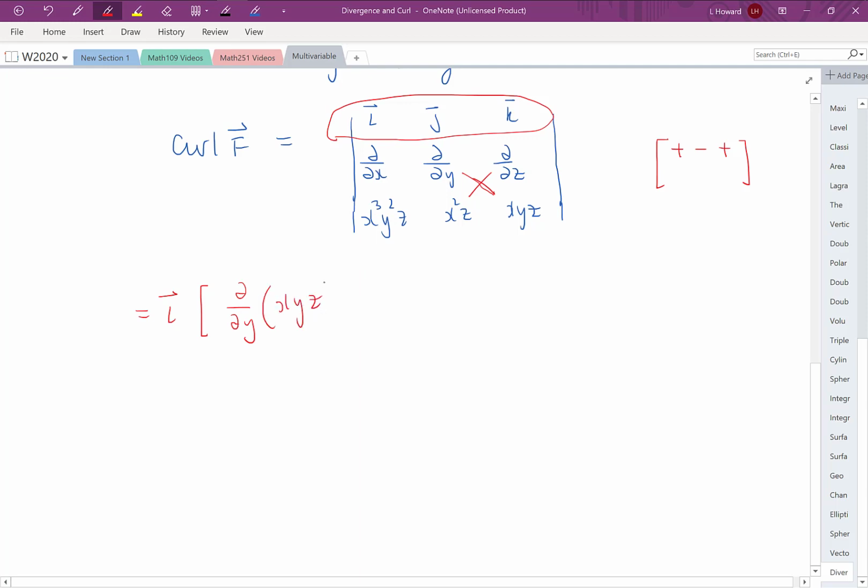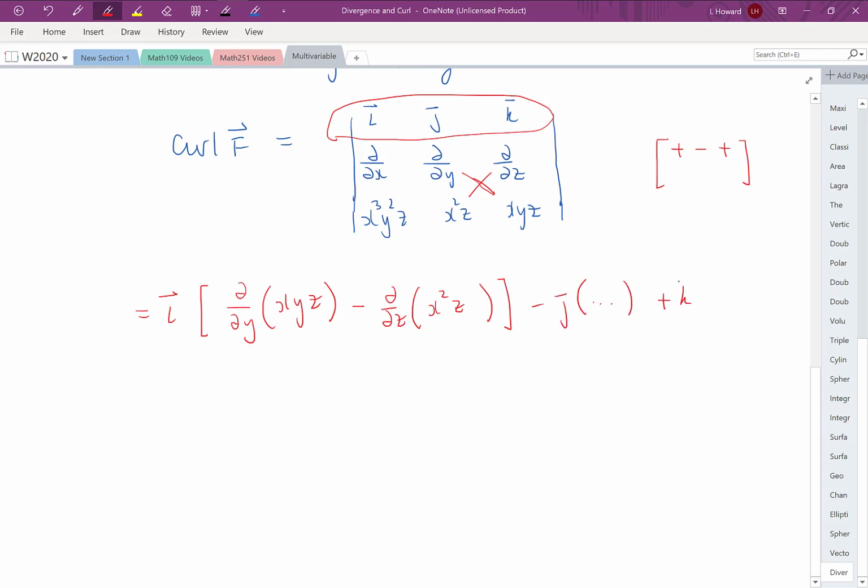But what we really mean is apply the operator ∂/∂y to xyz. So we're letting this partial derivative operator act on this thing, and we're just taking a partial derivative. And then we're going minus ∂/∂z. Again, same thing. The operator ∂/∂z is going to act on x squared z. And then we'd have minus j times some stuff, and then plus k times some stuff.